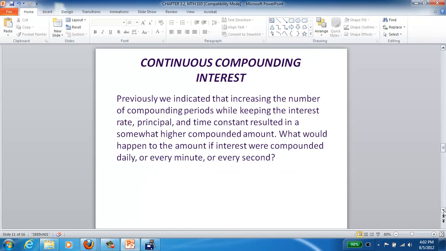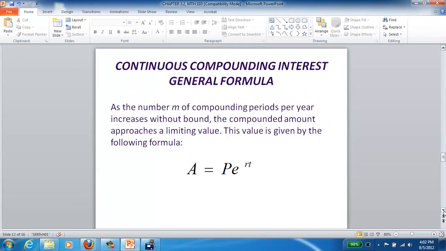Now, continuous compounding interest. Previously we indicated that increasing the number of compounding periods while keeping the interest rate, principal and time constant resulted in a somewhat higher compounded amount. What's going to happen now if the interest was compounded daily or even every second? So if we have continuous compounding, this is going to be the formula: A equals P times e raised to the power of r times t.